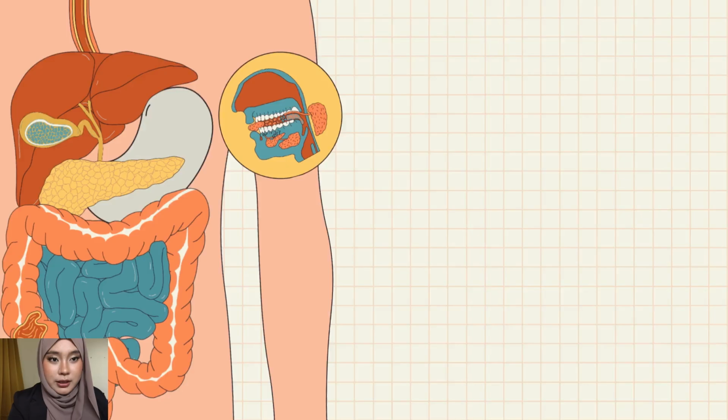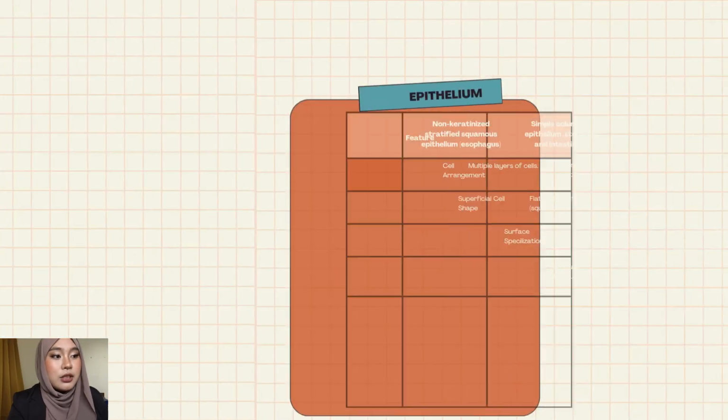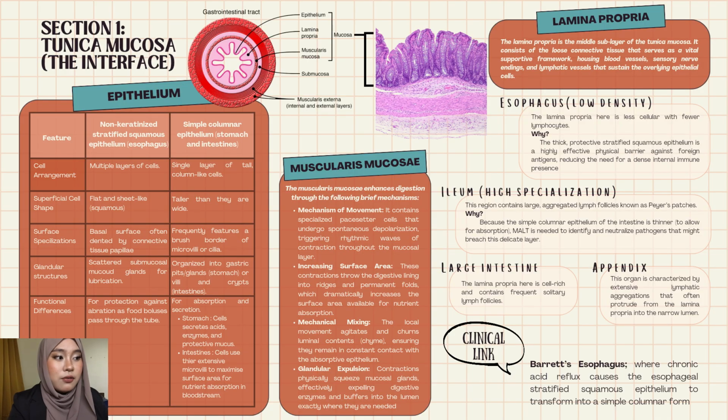So the next ePortfolio task is week 8, which is the histology of the GIT layers. The gastrointestinal tract, GIT, consists of 4 universal layers, also known as tunica. The tunica mucosa features an epithelial transition from stratified squamous epithelium in the esophagus for abrasion protection to simple columnar epithelium in the stomach and intestines for absorption and secretion.